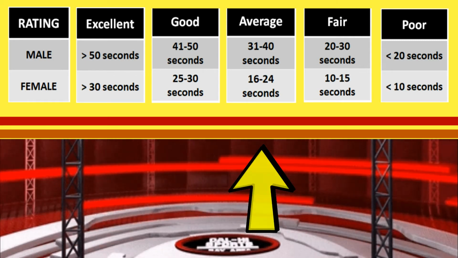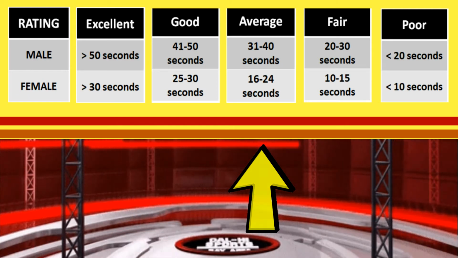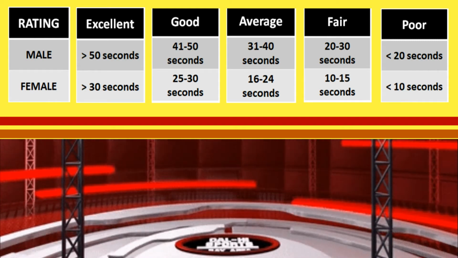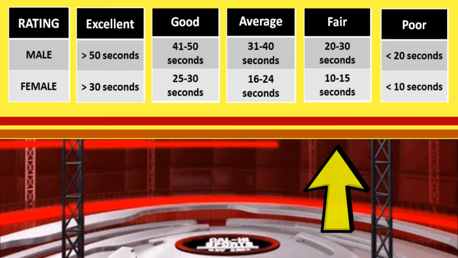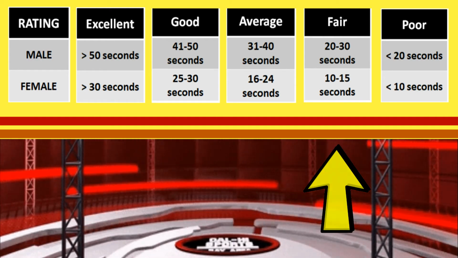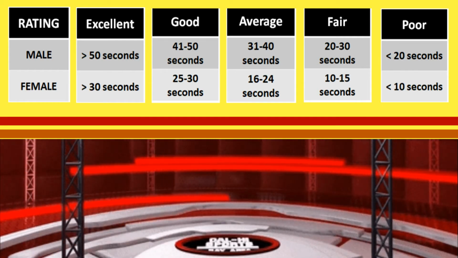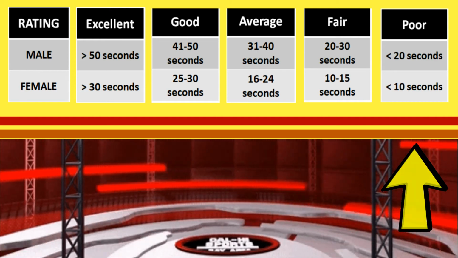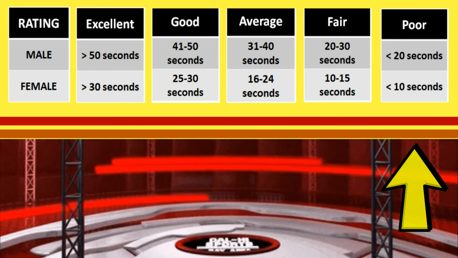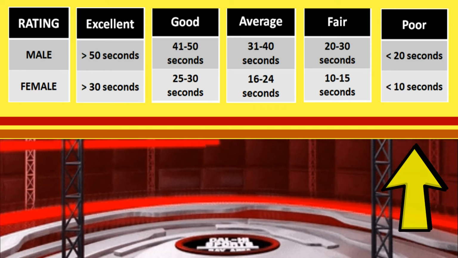You will get an average rating if you scored 31 to 40 seconds for male and 16 to 24 seconds for female. You will get a fair rating if for male you scored 20 to 30 seconds and for female you scored 10 to 15 seconds. And finally, you will get a rating of poor if for male, you scored less than 20 seconds and for female, you scored less than 10 seconds, which means you really need some improvements.